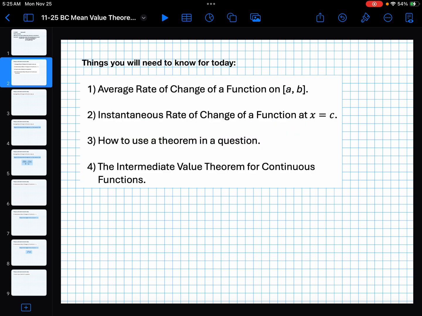All right, so let's talk about the mean value theorem. The things you're going to need to know for today are the average rate of change of a function on an interval, the instantaneous rate of change at a point, how to use a theorem in a question, that's more of an overview of theorem questions, and the intermediate value theorem for continuous functions. You should have learned that already.